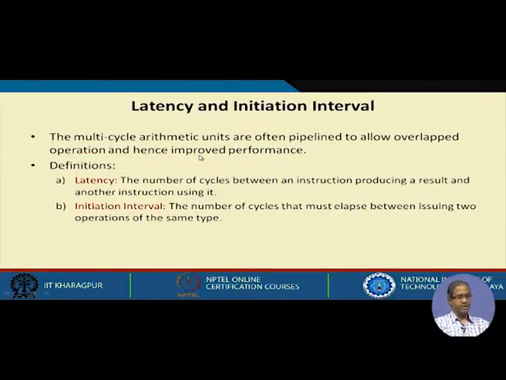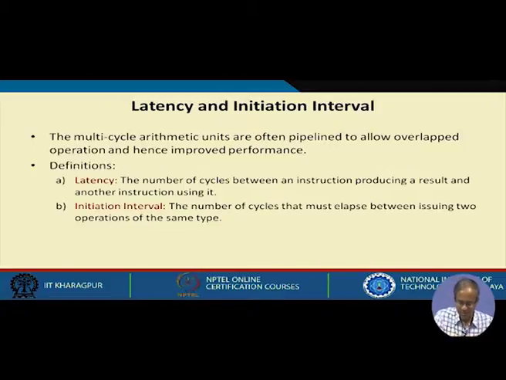Okay. So, we talk about latency and initiation intervals in these kinds of multi-cycle pipelines. In my multi-cycle arithmetic unit, whenever we talk about latency, what does latency mean? Just as I mentioned, the arithmetic units are often pipelined wherever possible, because unless you pipeline, you cannot overlap the operations.